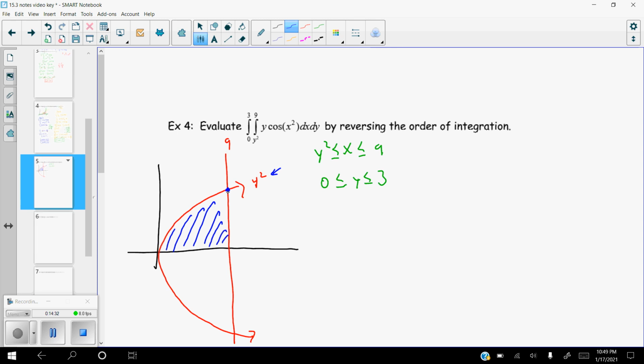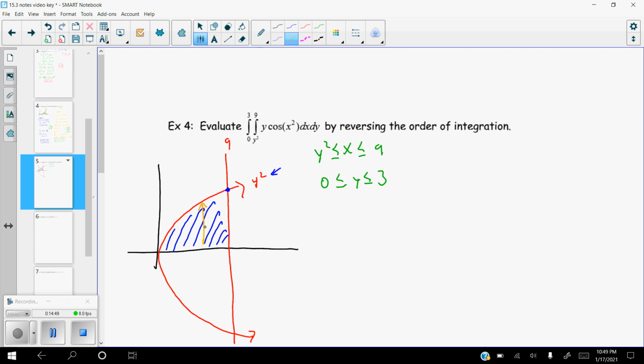Okay, so we're going to write that now. To reverse the order of integration, this was a type 2. We're now going to put it into a type 1, so that it's going in this direction as opposed to left to right.